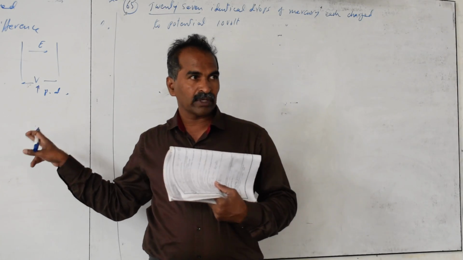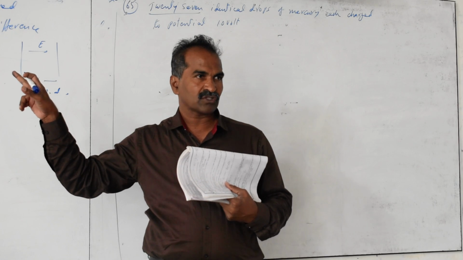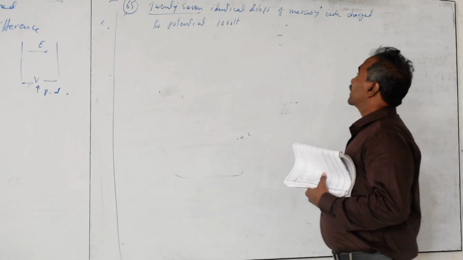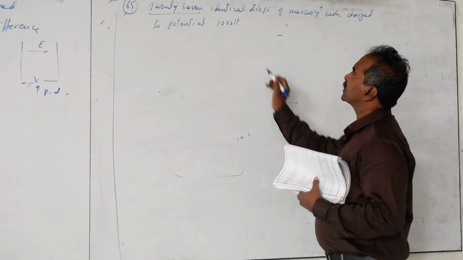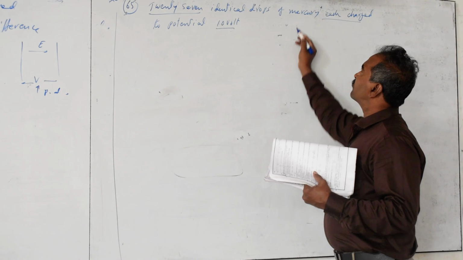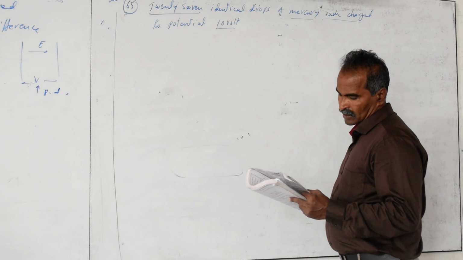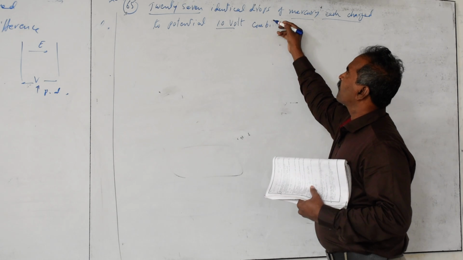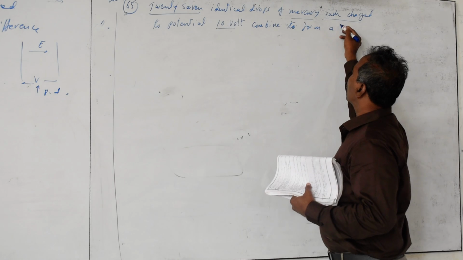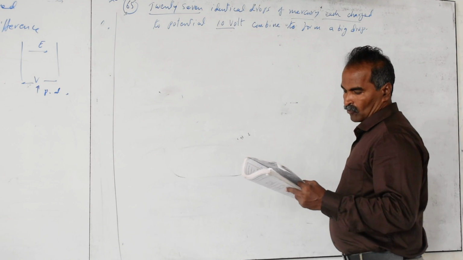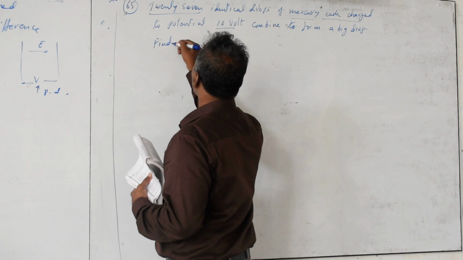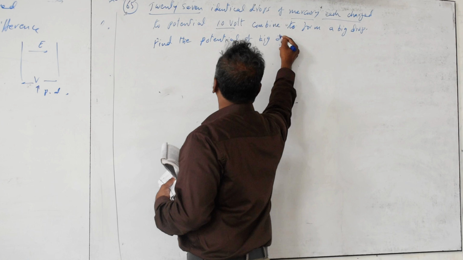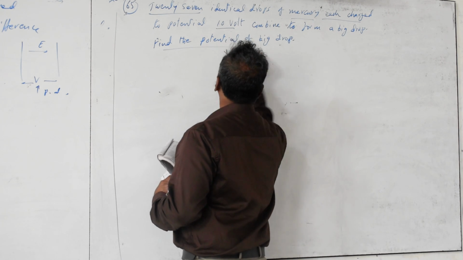In this topic, I am going to discuss problems including potentials. Actually, this was the first topic I mentioned, but today in this class I am going to discuss some potential problems. 27 identical drops of mercury, each charged to potential 10 volts, combine to form a big drop. Find the potential of the big drop. This theory I need to explain.